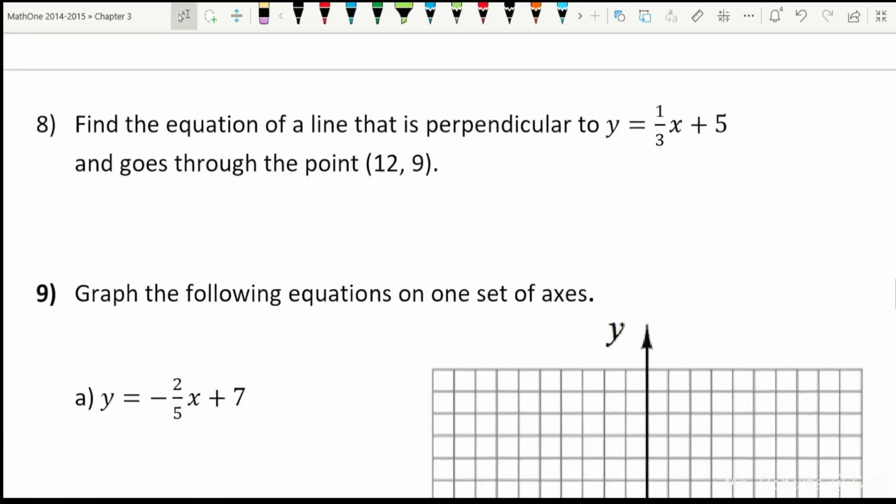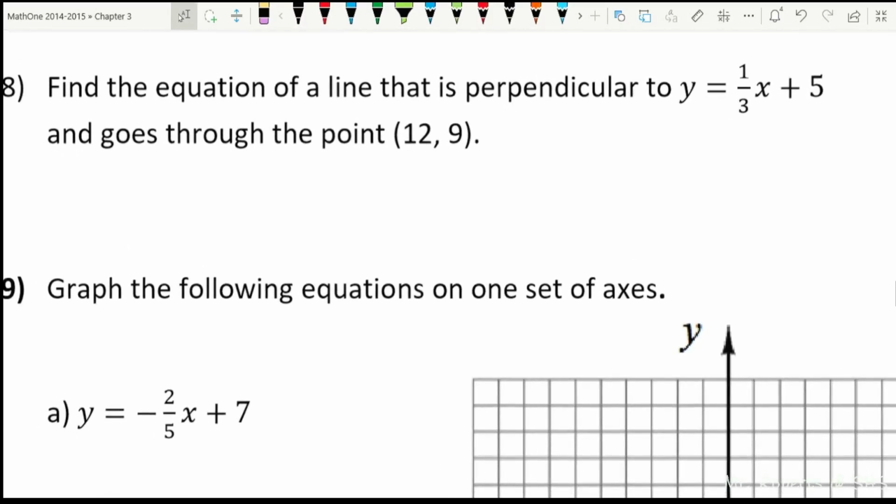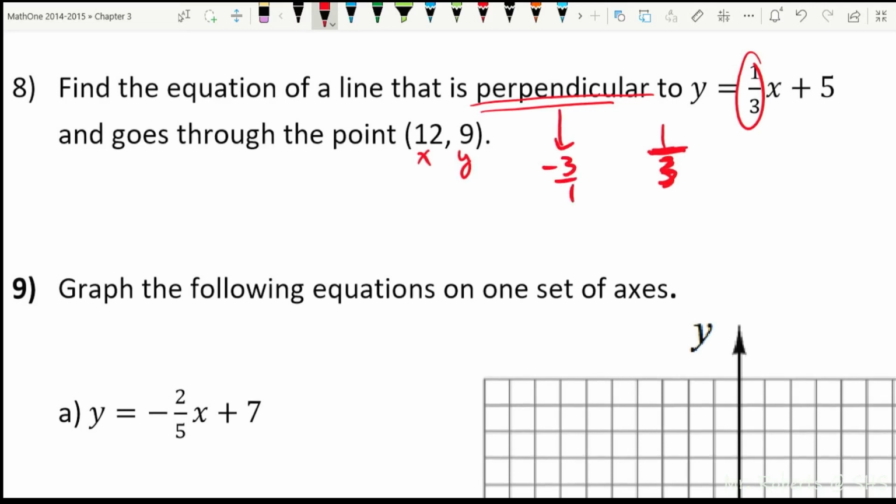The third page says, and I quote, find the equation of a line that is perpendicular to this line and goes through, or passes through, the point where x is 12 and y is 9. Well, if I want perpendicular, I have to understand that this slope is 1/3. So not 1/2, 1/3. For perpendicular to this, the slope that I'm going to use is going to be the opposite reciprocal of that. So -3 over 1, or just -3, is going to be my slope.